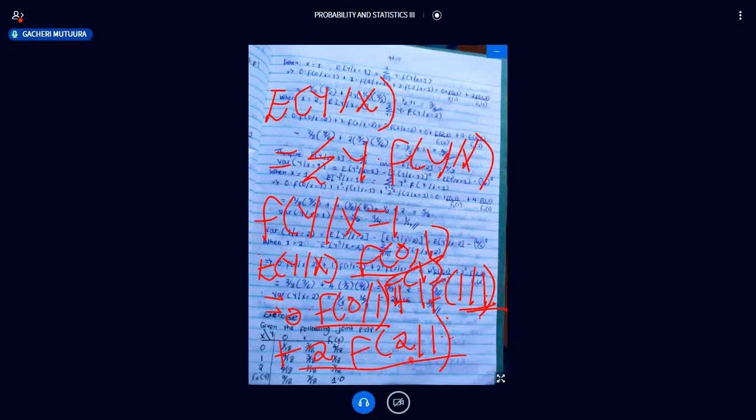And then after you obtain those values, sorry, this is given x. So this is for f of 0 given 1, f of 1 given 1, and f of 2 given 1, as shown here. So you obtain that conditional expectation when x is 1. Same thing when x is 2.